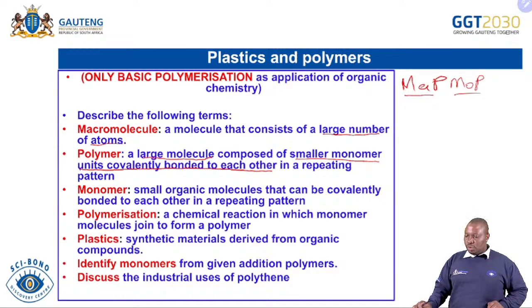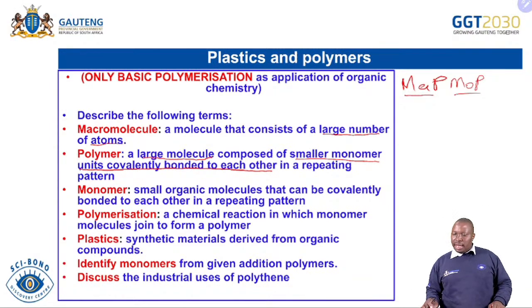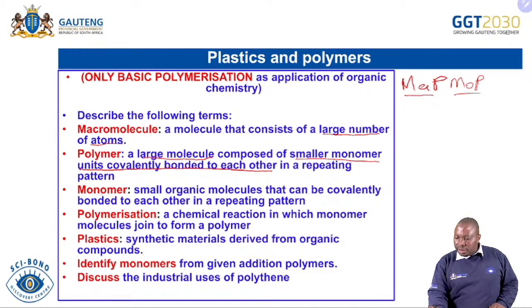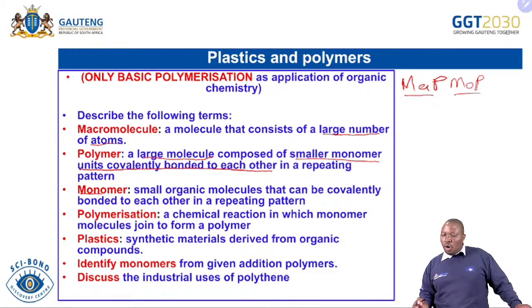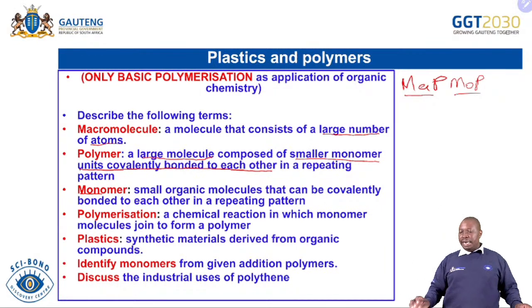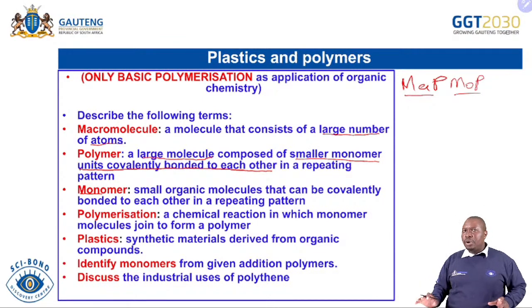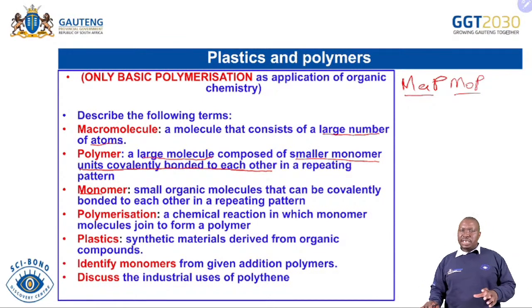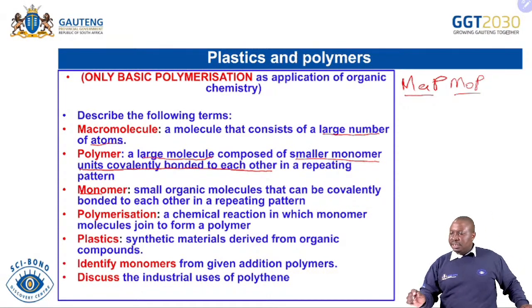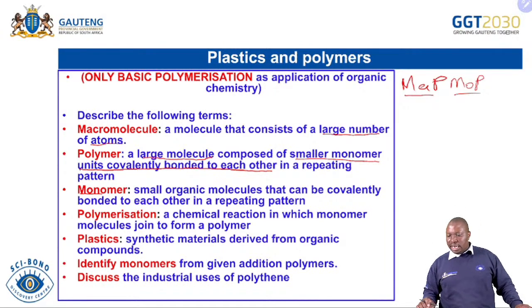The third definition that you must know at all times: what is a monomer? A monomer, mono means one. This is a small organic molecule that can be covalently bonded to each other in a repeating pattern. It means a monomer is a small organic molecule that can be joined to other small molecules with a covalent bond. You'll remember when we started organic chemistry, we indicated that we are dealing with covalent bonding, which means sharing of electrons. So we still have that here. It's a small organic molecule that can be covalently bonded to each other in a repeating pattern.